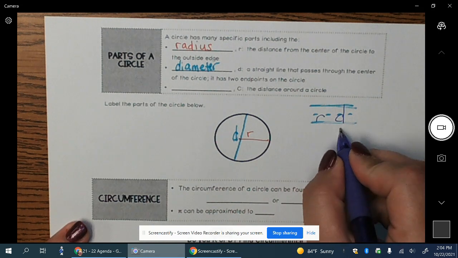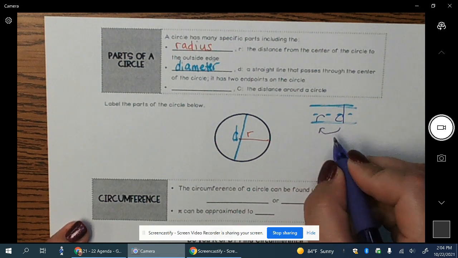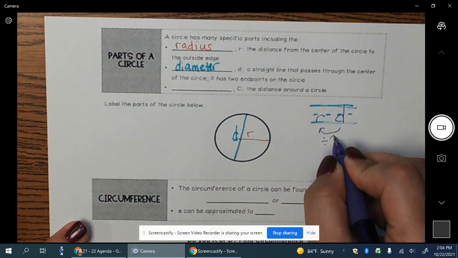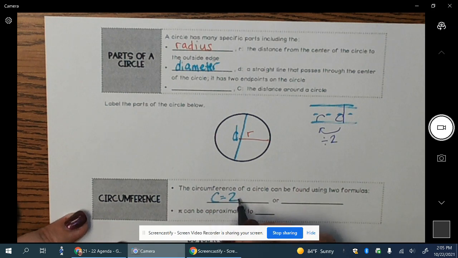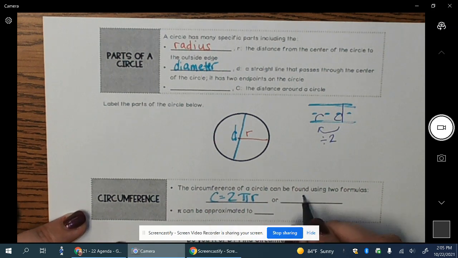Okay. If you know the diameter, how do you get the radius? Good. Divide by 2. You will have to do that in this unit. They're going to give you the diameter, but they're not wanting the diameter in the formula. So you have to know, oh yeah, just divide by 2. It's that easy.